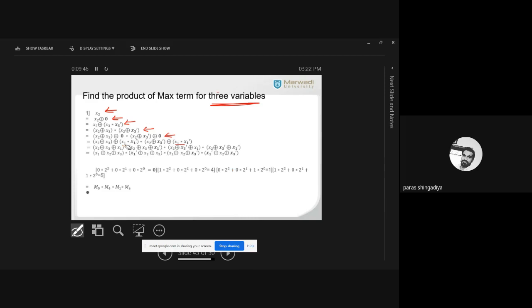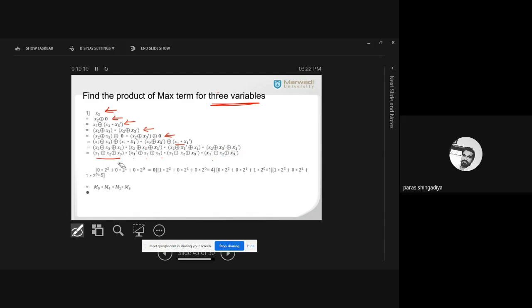Okay, and again apply distributive law, so you will get 4 brackets. Each of the brackets involves the three variables. So in the next step, rearrange as per the order: x1 x2 x3, second bracket will be x1 dash x2 x3, third bracket will be x2 x3 x3 dash, and fourth bracket will be x1 dash x2 and x3 dash.